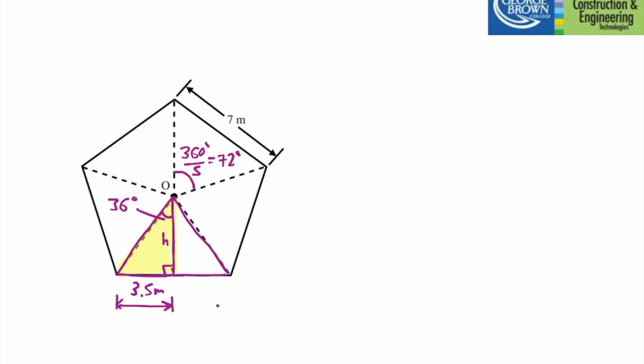So we could use a tan ratio. Good Lord, lots of tan ratios today. And we can get H. So we have here tan of 36 is going to be 3.5 over H. And you can do a switcheroo there and solve for H. So H is going to be 4.8173. Lots of extra digits.